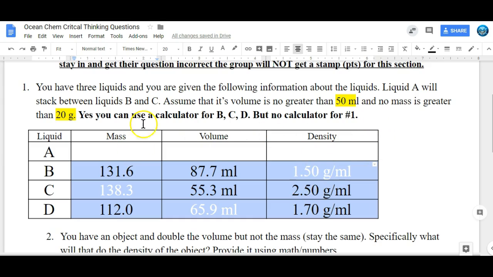With liquid A, it says it will stack between B and C. So how do you know what number to put, whether it's mass or volume or density? Some people try to average these numbers out to get mass, but it won't work because of the restrictions I've placed on the maximum of 50 mLs and the maximum of 20 grams. This doesn't mean you plug in 20 grams or 50 grams. Again, you're not plugging these in to figure out density. You have to use the given information.